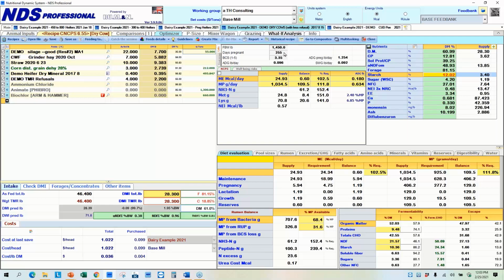Again, the 255 is a dry cow at rest. As soon as she is targeted in at 21 days pre-calving, she has a requirement for mammogenesis to build her udder. And again, it usually takes about 3 megacals of energy and about 400 grams of protein to do that. And that is a flat requirement that comes in at 21 days.